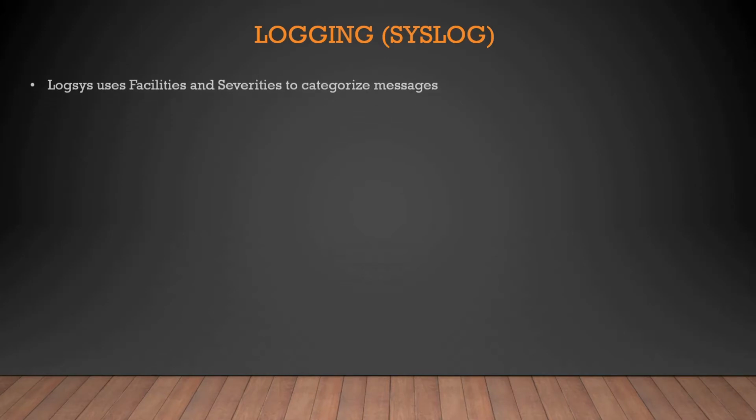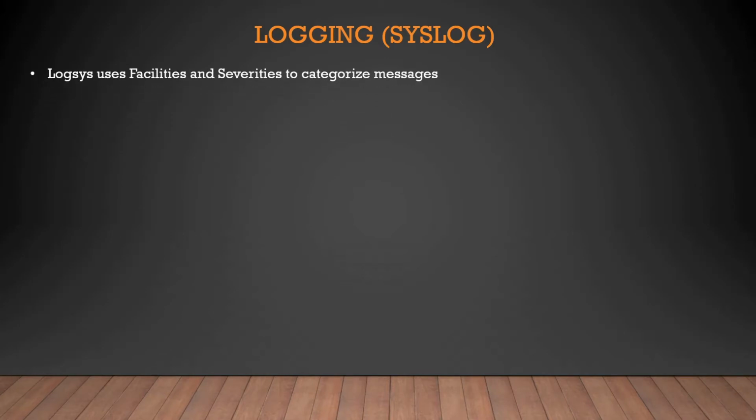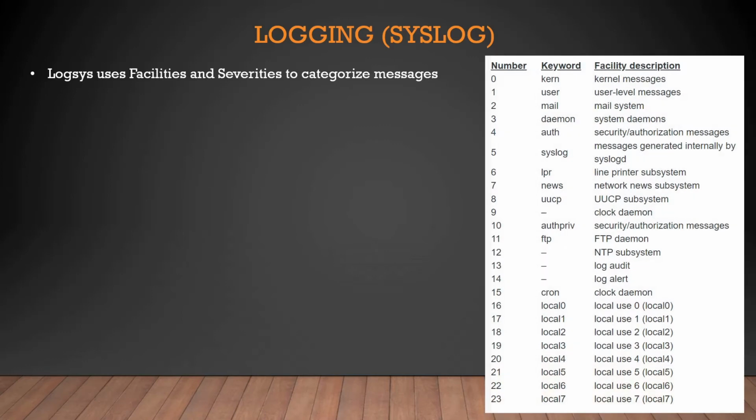Okay, so syslog uses facilities and severities to categorize messages. So there are facilities and severities to categorize the messages that it produces. On your right, you can see that it is associated with a number, a keyword, and the facility description. So 0 stands for kern, it's a kernel message, 1 is a user level message, and so on. You can pause the video over here and understand it, or take a screenshot, or you can write it into your notebook if you have one.